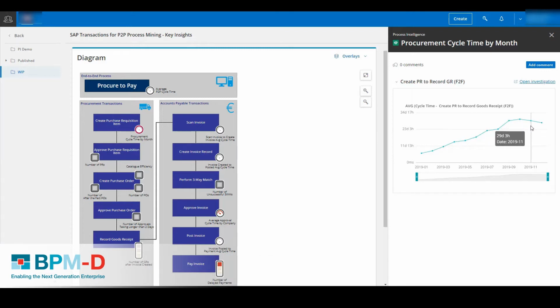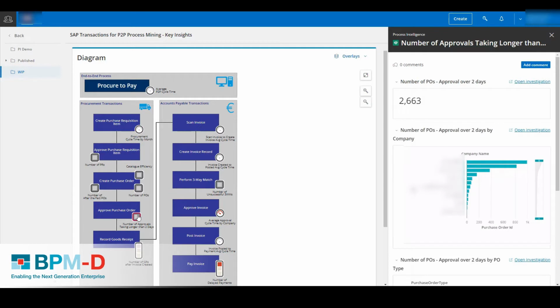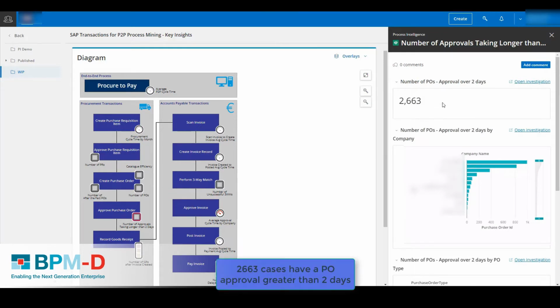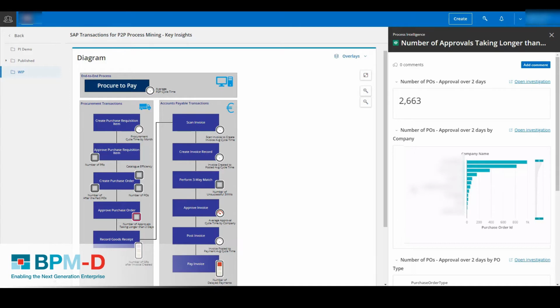The process mining tool allows you to focus in on cases that don't meet KPIs. For example, PO approvals should not take more than 2 days. However, we found that 2,663 POs took longer than 2 days to approve.